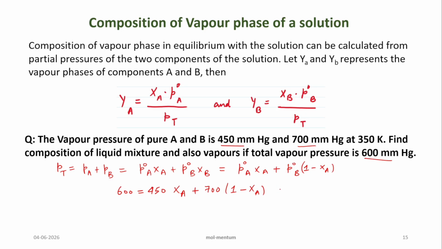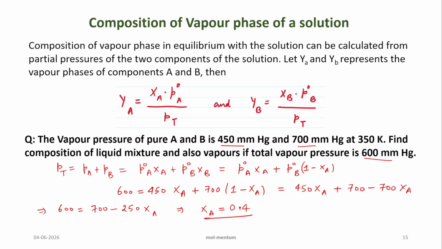If I solve this equation, I can write 450 chi A plus 700 minus 700 chi A. So 450 chi A minus 700 chi A becomes minus 250 chi A. So 600 is equal to 700 minus 250 chi A. From here I can calculate chi A. This chi A will come out to be 0.4.